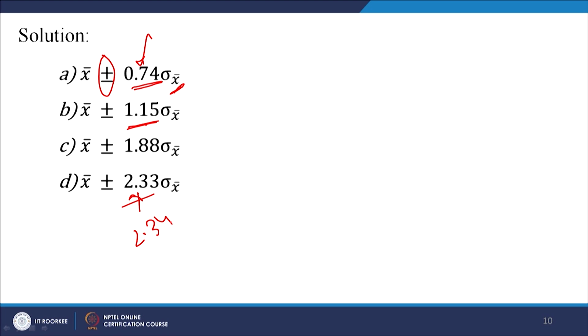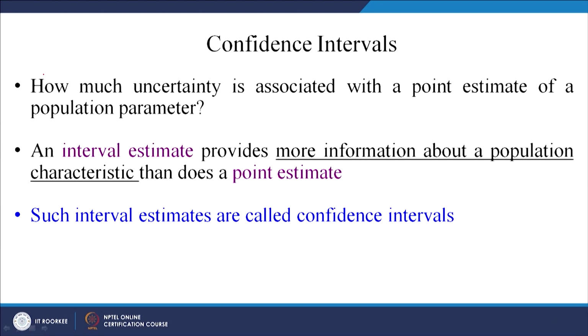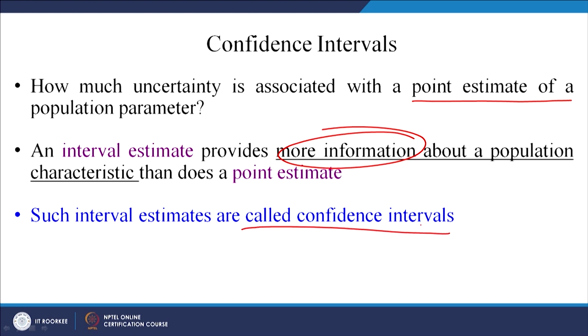So this is how you should be calculating these z values if you are given these probabilities in terms of percentage. Let us look at confidence interval once again. It tells you how much uncertainty is associated with a point estimate of a population parameter. An interval estimate provides more information than point estimation. Such interval estimates are called confidence intervals, because we will say that we are 95% confident, we are 90% confident, and so on.